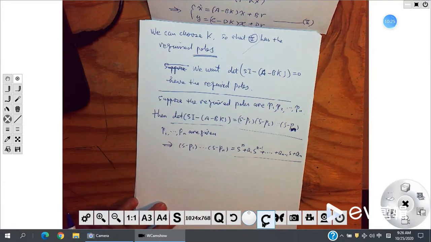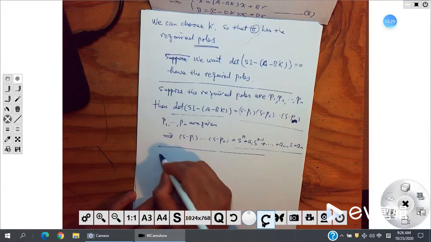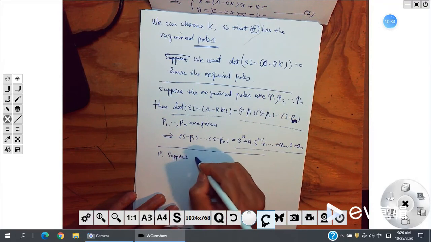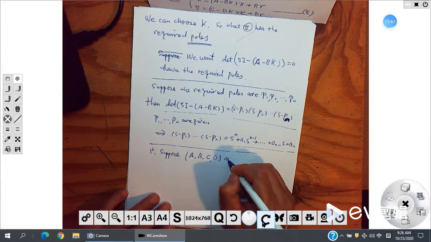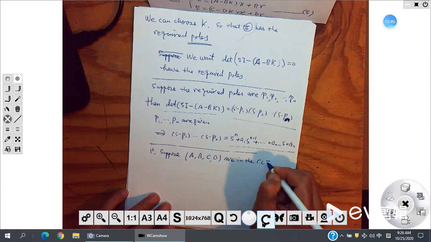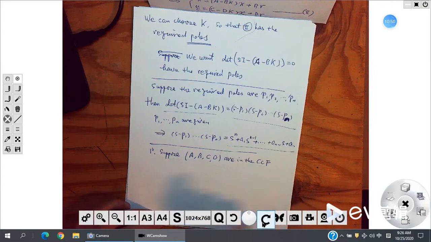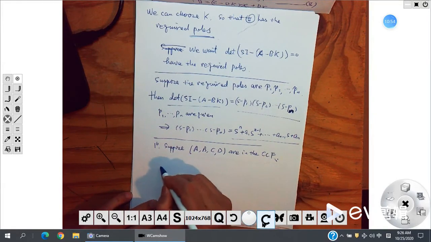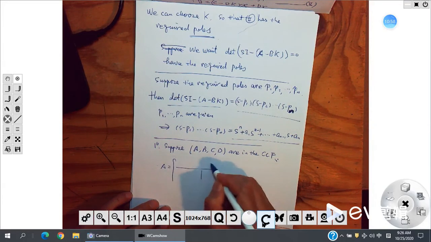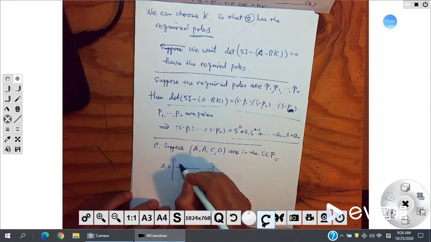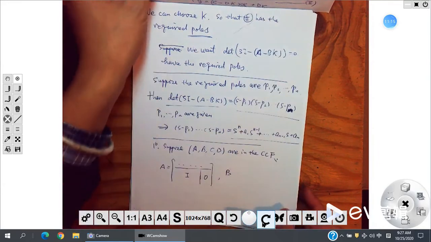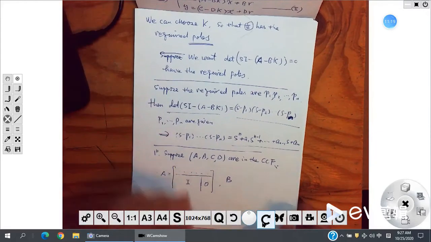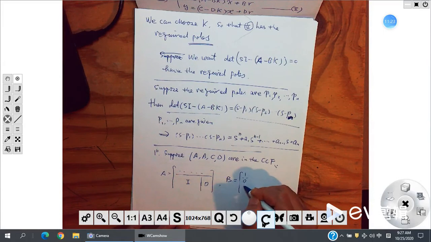If we just look at this, it's hard, but we can use two steps to solve it. First, suppose the system, determined by the four matrices A, B, C, D, is in the controllable canonical form, CCF. Then A will be three blocks: here will be 0, here will be a unit matrix, and here are some elements. This is A. And B will be 1, then 0, 0. It should be like this.